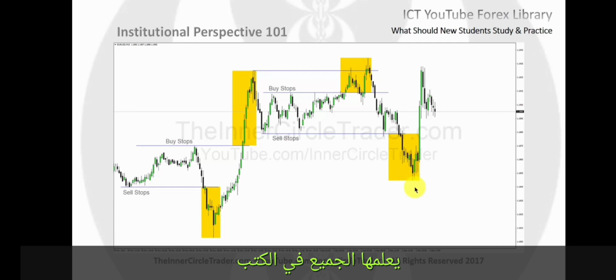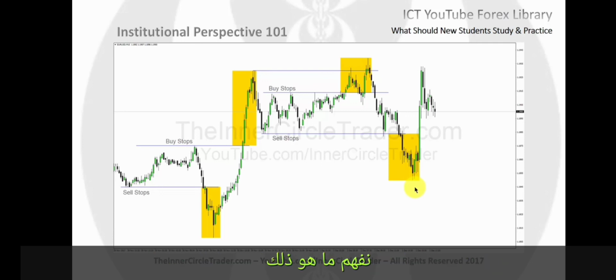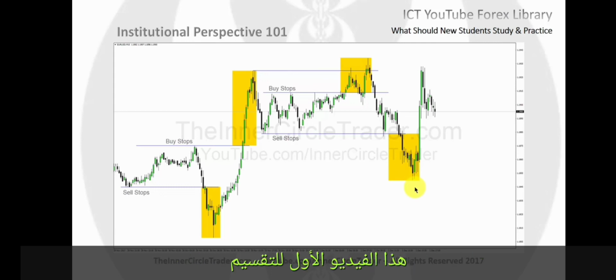Everyone else is taught in the books to trade your edge. Keep doing the same thing over again. While your hand's hot, play it hard. That's just foolish. We're not gambling. We're looking for high probability scenarios and setups. So we have to understand what that is. In addition to, and a complement to, the high probability scalping course, I'm using this first video to kind of segue into a little bit more detail.